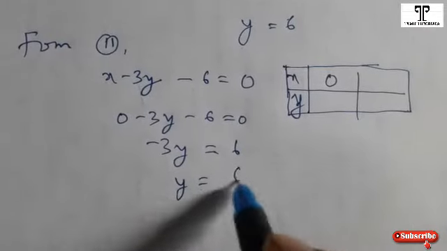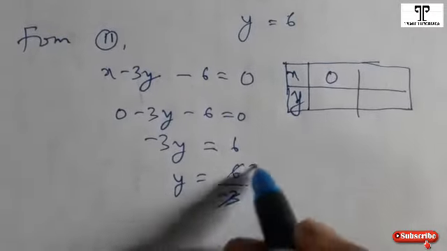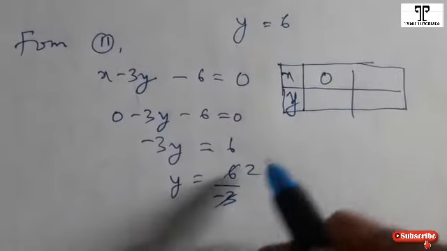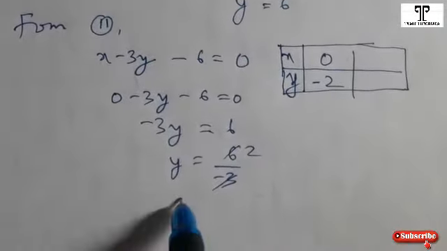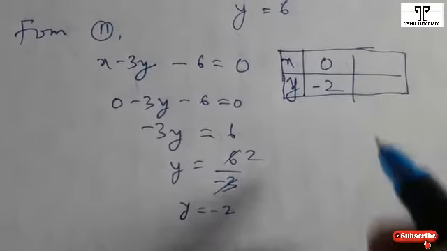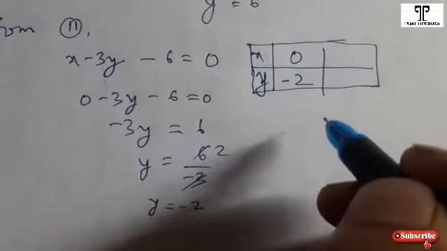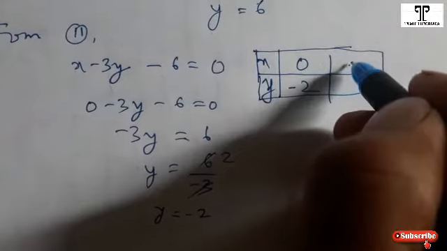So y is equal to 6 by minus 3. So 3 2s are 6. So we are getting 2, but here minus is also there, so minus 2. Okay, y is equal to minus 2. Okay, another value, you can put here 3.